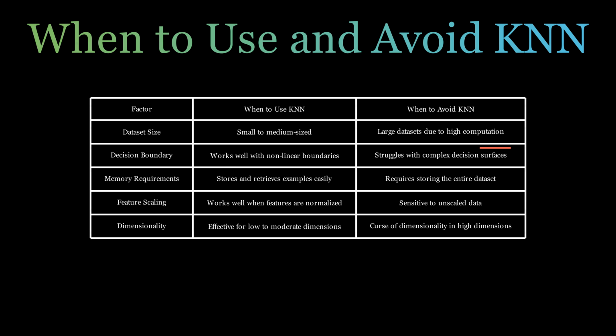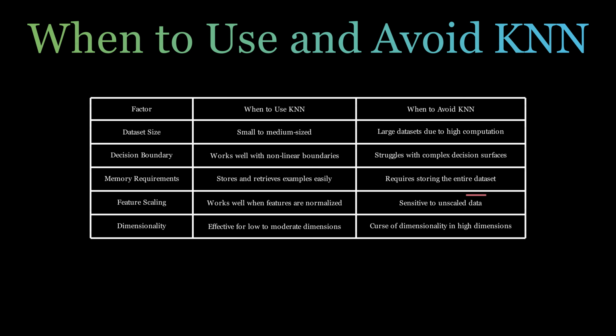Next, let's discuss decision boundaries. KNN performs well when the decision boundary is nonlinear but struggles when the decision surface is complex. Now, let's look at memory requirements. KNN needs to store all training examples, making it simple for retrieval but problematic for memory-heavy applications.